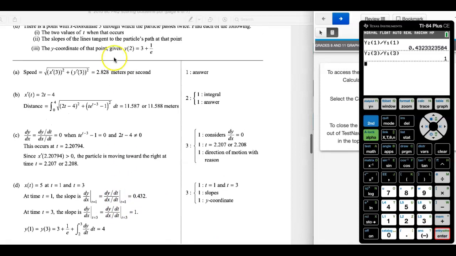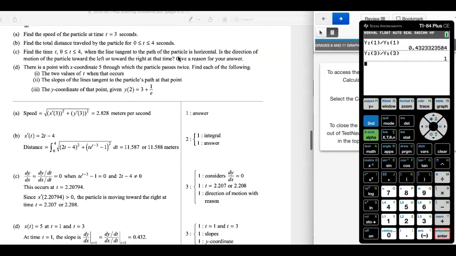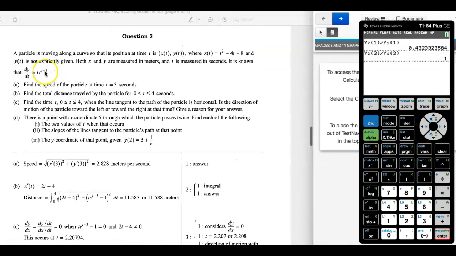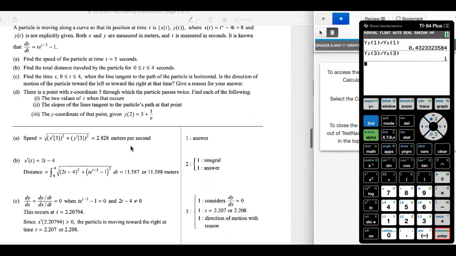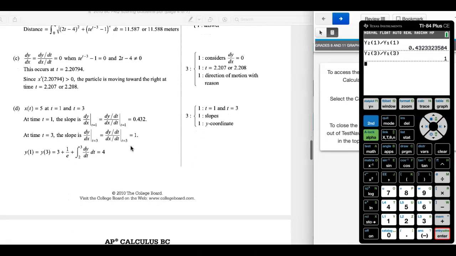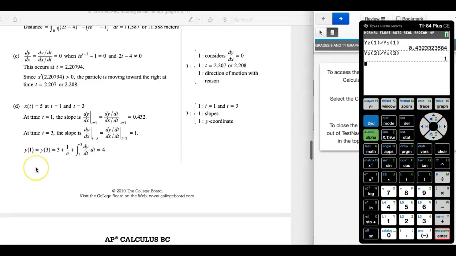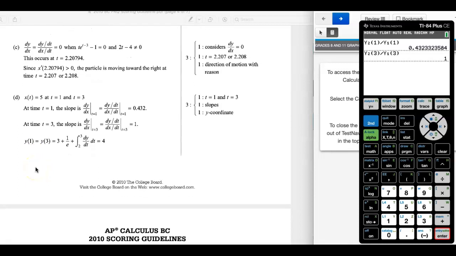Okay, the last question asks us to find the y-coordinate of that particular point, given that y of 2 is equal to 3 plus 1 over e. So again, keep in mind with this particular problem that we know dy dt, we know one little value on y of 2. We need to figure out either y of 1 or y of 3. They're the same thing, right? It's just the same point. So we could do, again, either y of 1 or y of 3. They're the same. And we're going to utilize the fundamental theorem of calculus.